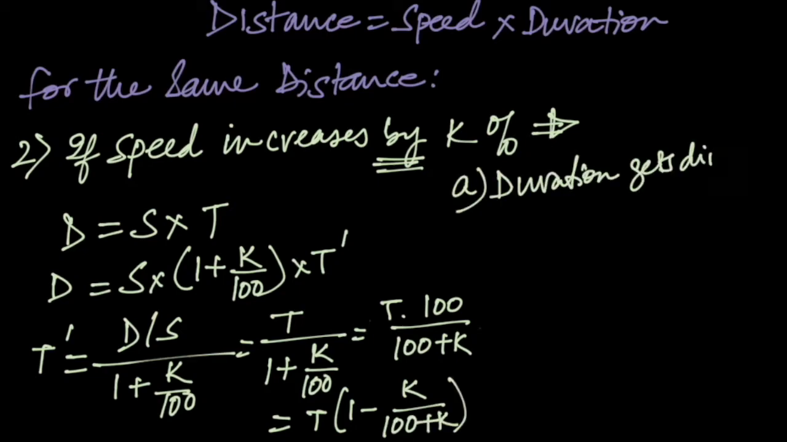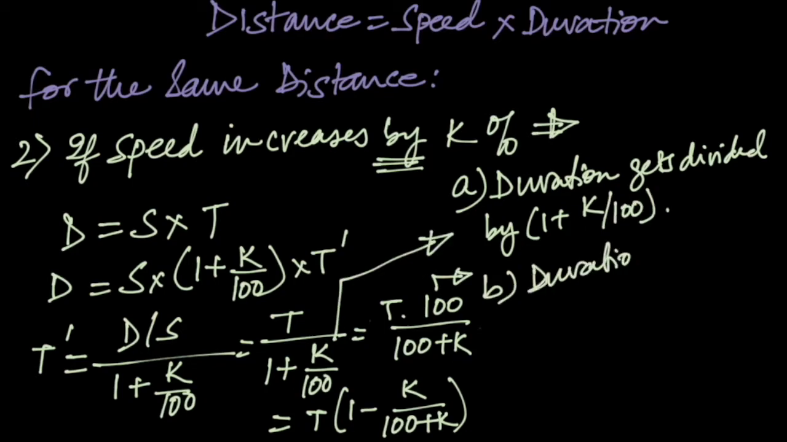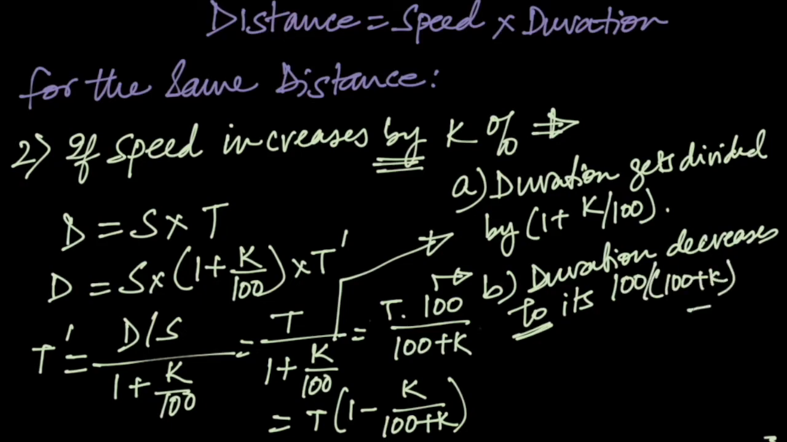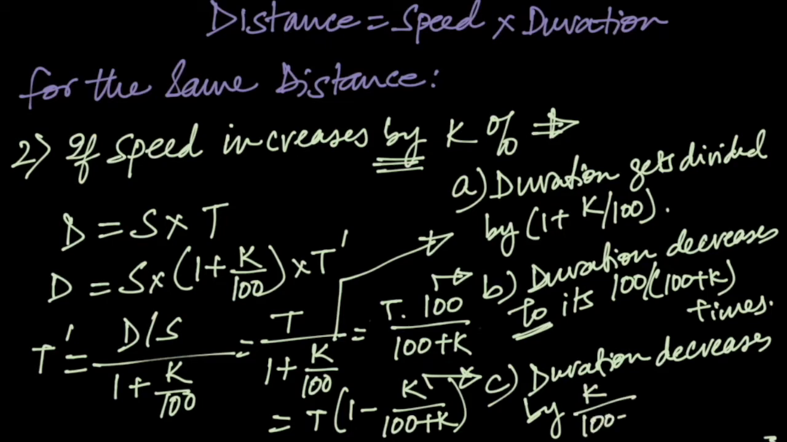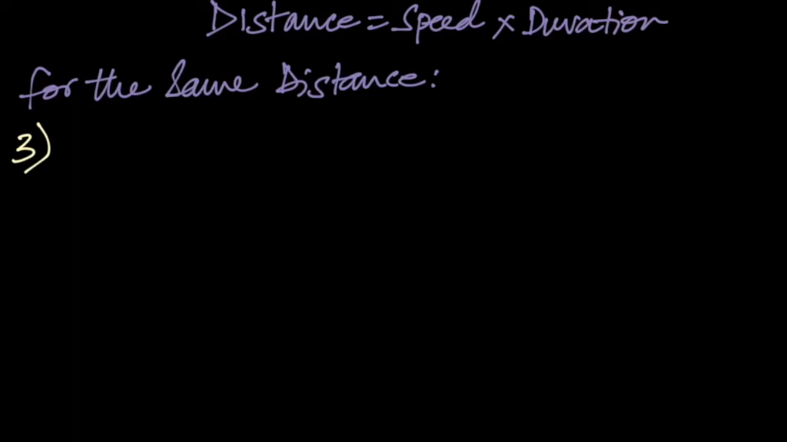So duration gets divided by 1 plus k over 100. Or duration decreases to its 100 over 100 plus k factor. Or C, third type, duration decreases by k over 100 plus k factor, or 100k over 100 plus k percent.